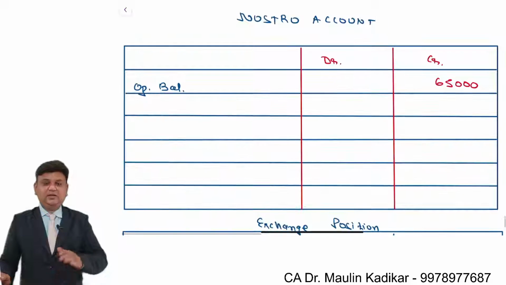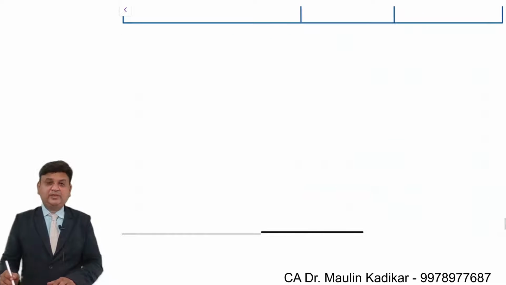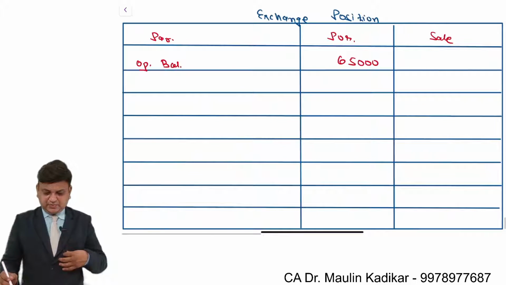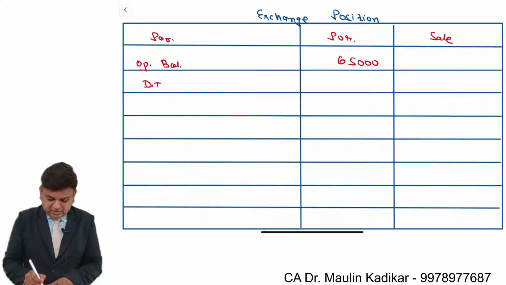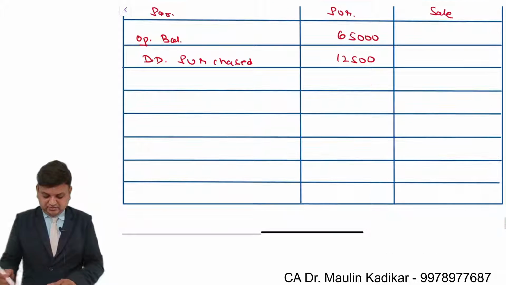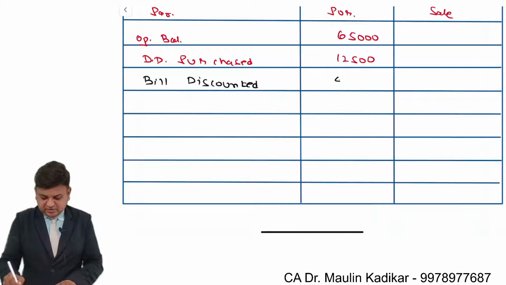DD purchased is 12,500. It means that say like one of your customers has discounted the DD. So from the customer point of view the transaction is sell of pound and from your point of view the transaction is purchase of pound. So DD purchased, an amount of 12,500 pound. Purchased a bill on London, so the same effect, that is bill discounted, 40,000 pound.